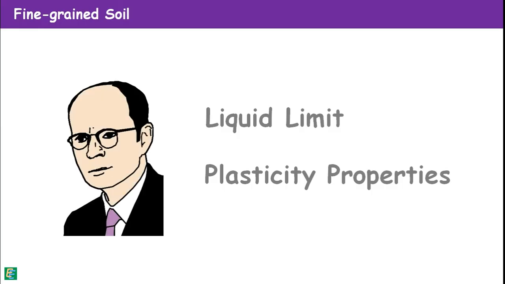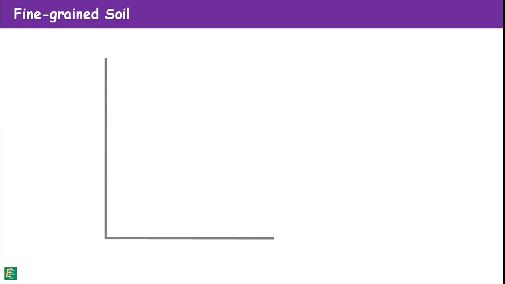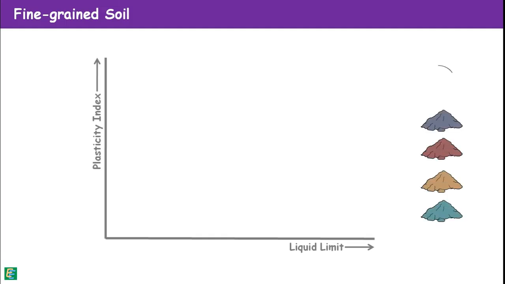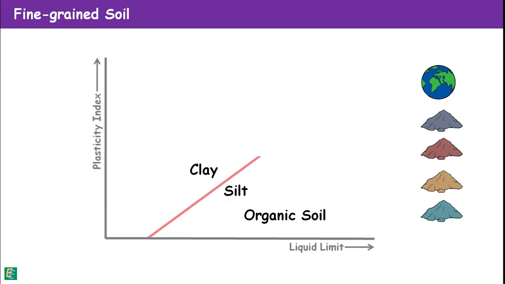Casagrande plotted a plasticity chart, a graph of plasticity index of soil and its liquid limit. It is plotted from the experimental results of soils collected from different parts of the world. He separated clay, silt and organic soils using a graph he called A-line. Equation of this A-line is given as this.